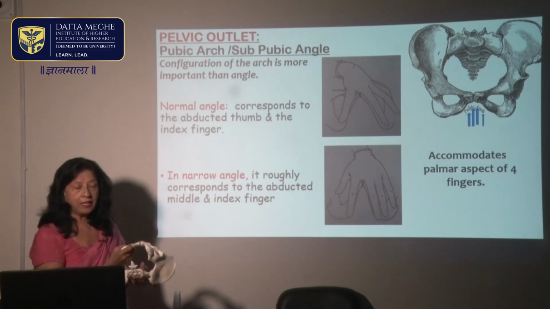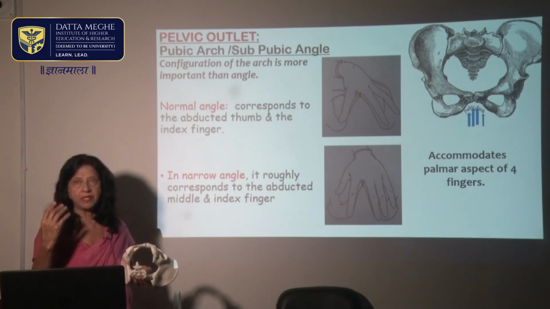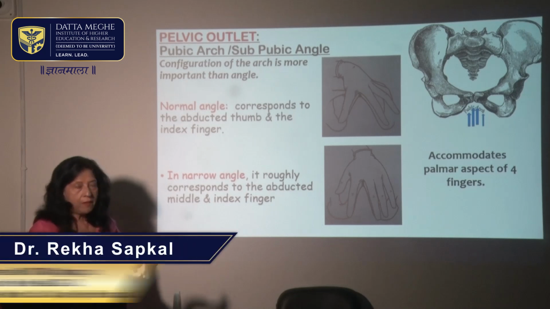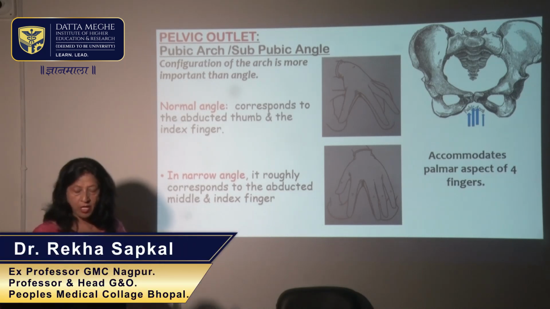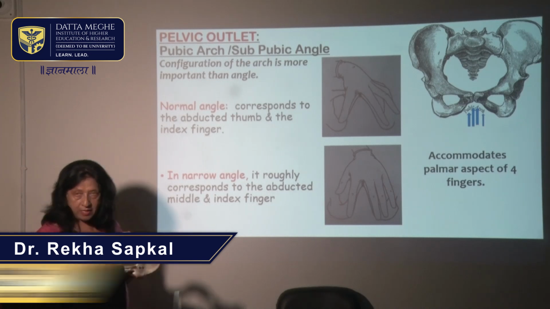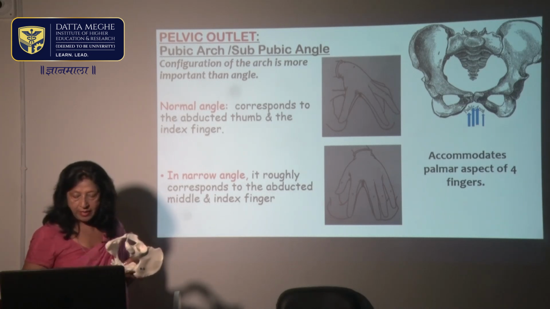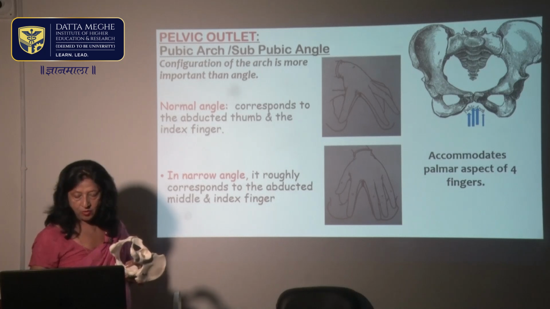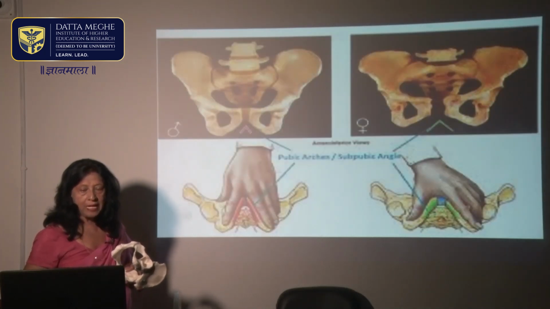When will the subpubic angle be narrow? In male type of pelvis, when there is funneling of the pelvis, there is outlet contraction. So, I have to assess the subpubic angle, I have to assess the transverse diameter of outlet and I have to assess the AP diameter also. So, that is the pelvic outlet.